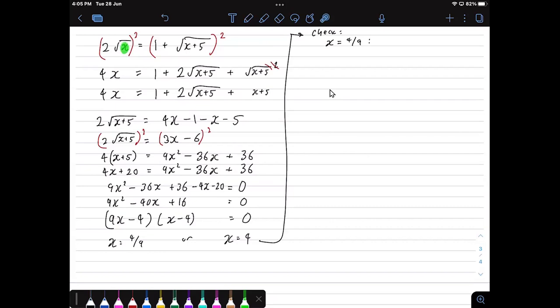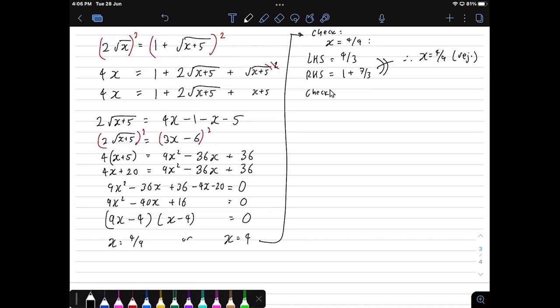Straight away, I can tell that underneath the square root, they will both be positive. So I don't have a shortcut. Cannot reject straight away because that's square root of negative. So I really have to check the LHS and the RHS. Let's just check. Original equation didn't have the square, just take note. So 2 times square root of 4 over 9 on my calculator, it gives me 4 over 3. Then on the right hand side, I get 1 plus square root 4 over 9 plus 5. That's 1 plus 7 over 3, and they're definitely not equal. Therefore, x equal 4 over 9, you have to reject.